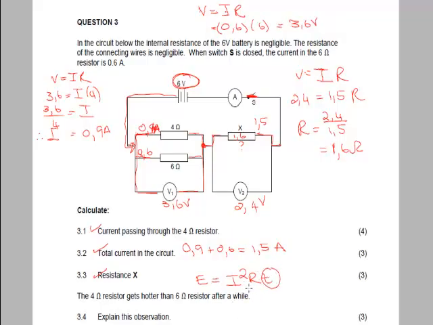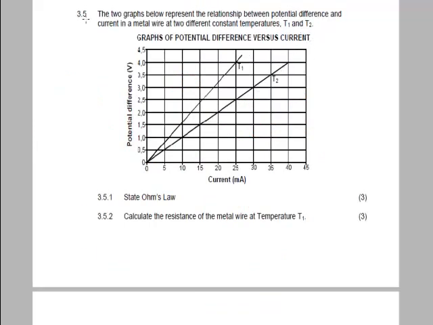The resistance of the 4-ohm resistor is obviously smaller than the 6-ohm resistor, so that doesn't play a part. But I squared is huge because of that. Therefore, for the same time interval, I squared is going to be way bigger through the 4-ohm resistor than through the 6-ohm resistor, and therefore it is going to get much hotter. So that's question 3.4. Let's move on. Question 3.5: the two graphs below represent the relationship between potential difference and current.